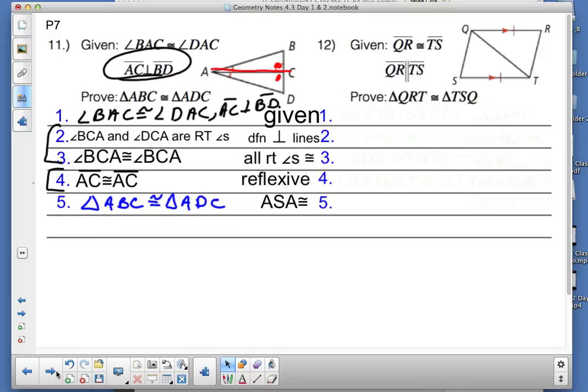Do you see it? So I got a given, reflexive, alternate interior, side angle side. Or I could have said given, alternate interior angles, reflexive, side angle side. Those are the two ways I could write this same proof. Go ahead, get her done.